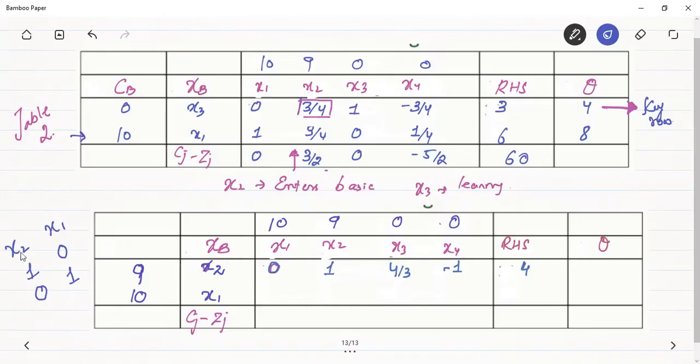ठीक है, अब क्या आना चाहिए? x2 के नीचे 0 आना चाहिए. ठीक है, x2 के नीचे 0 आना चाहिए. यहाँ पे 1 and 0, therefore we should get a 0 here. Okay, we should get a 0 here. And now what we have to do? We have to perform an operation between the new row.